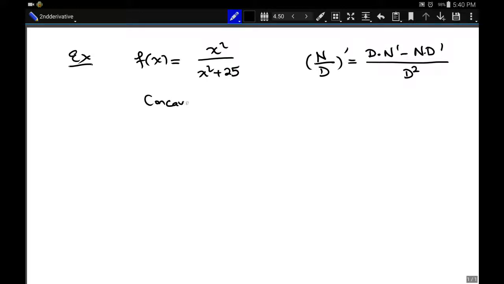Let's write the interval of concave down, concave up. Alright, so let's compute the first derivative.